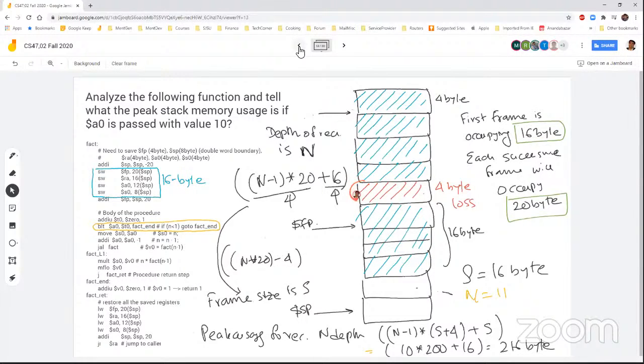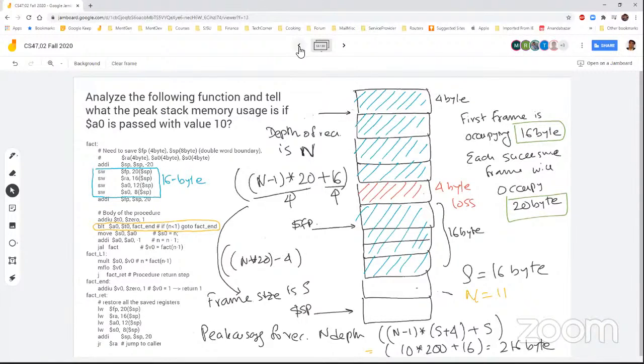So we can think the successive frame sizes will be increased by 4 bytes from the given frame. Because in this case, it is calling itself. So it will be 16 bytes to be stored, but in that process we will be losing 4 bytes further. So that means successive calls are 16 plus 4, 20 bytes long.